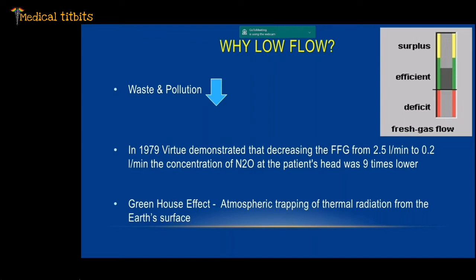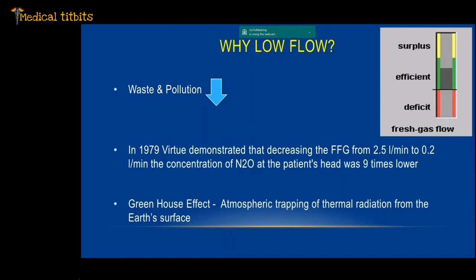Forty years ago, this was demonstrated: when you reduce the fresh gas flow from, say, 2.5 liters to about 200 ml per minute, the concentration of nitrous oxide at the patient's head end was about 9 times lower. Keep your flows as low as you can, so that the viral load, even if the patient is positive, will be so low in the OT pollution.